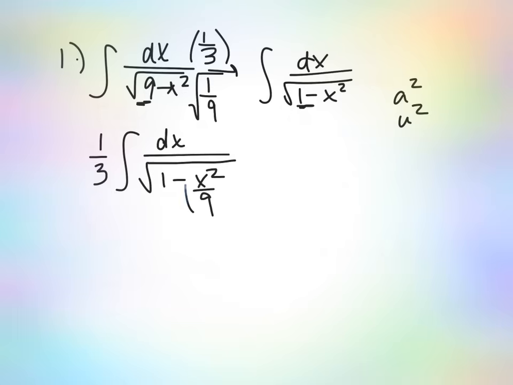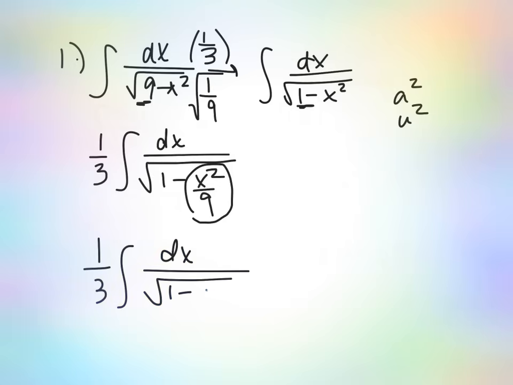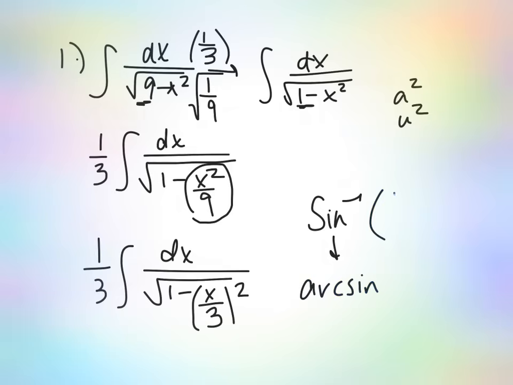Except you want the whole term to be squared, so I'm going to rewrite it again: the integral of dx over the square root of 1 minus (x over 3) squared, because when you square it, you get x squared over 9. Now this matches the form for sine. So you can write it as the inverse sine, or alternatively arc sine, same thing, of x over 3, plus your constant.